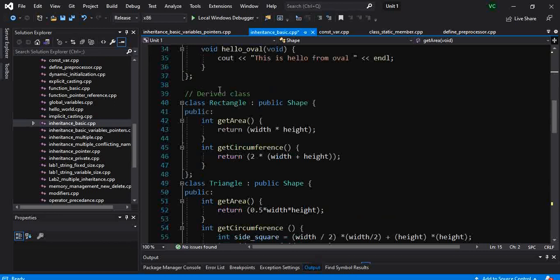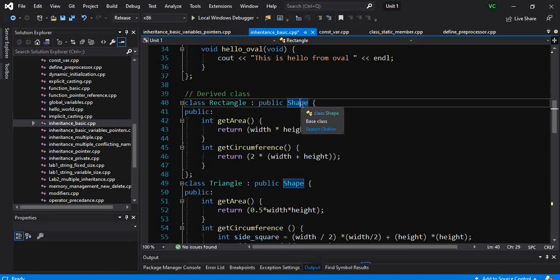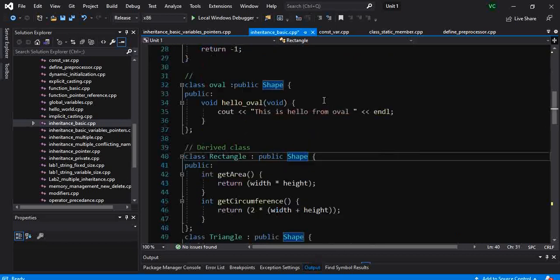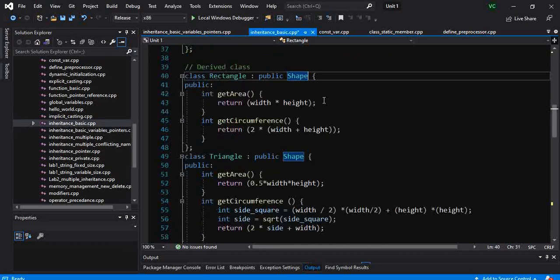So let's look at this derived class, rectangle. The derived class gets inherited from this class shape. And in this case, we know that the width and height are necessary, so they are already declared in the shape. We don't need to add any more information to that. We already have the set functions and the get functions for the width and height to set these values. We only need to modify the get area and the get circumference so that it behaves like a rectangle appropriately.